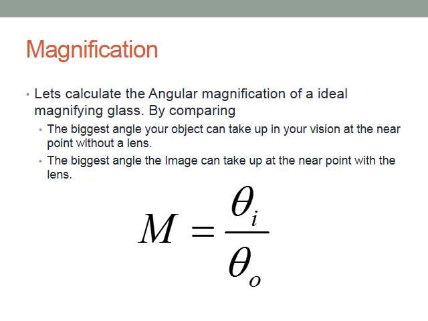Let's go ahead and now learn how to calculate the angular magnification for a magnifying glass in an ideal scenario. In order to do that, we're going to look at the angle an object subtends with your vision without the aid of a magnifying glass, just by itself. Let's say we're looking at an ant or something. We want to see what angle that ant takes up in our vision at the best scenario. And then we're going to look at the angle the ant's image would take up with our vision when we use a magnifying glass. And we'll divide the two.